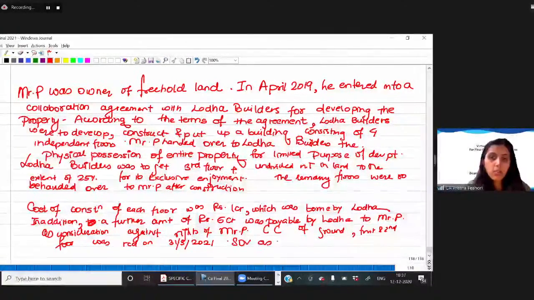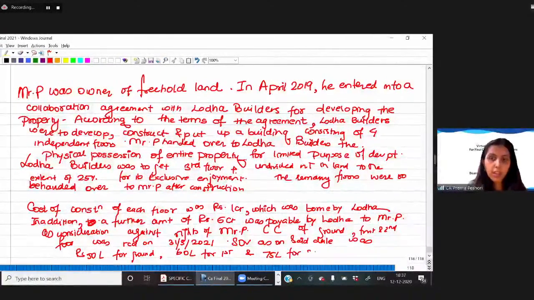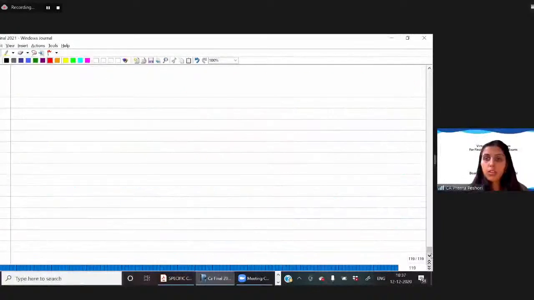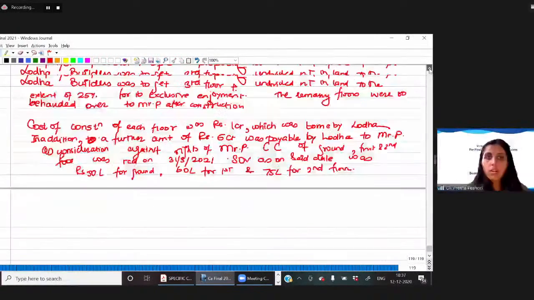SDV as on the said date was rupees 50 lakhs for ground, 60 lakhs for first and 75 lakhs for second floor. You are required to discuss and resolve what is the year of chargeability. You need to tell me. So, you need to give me the answer.